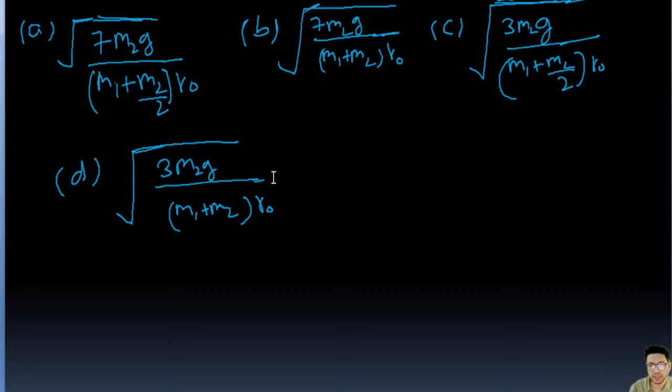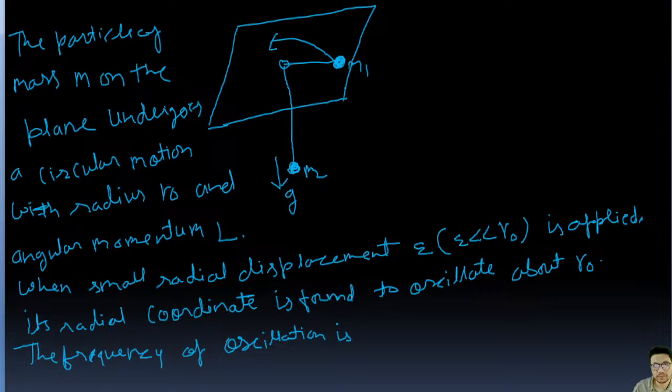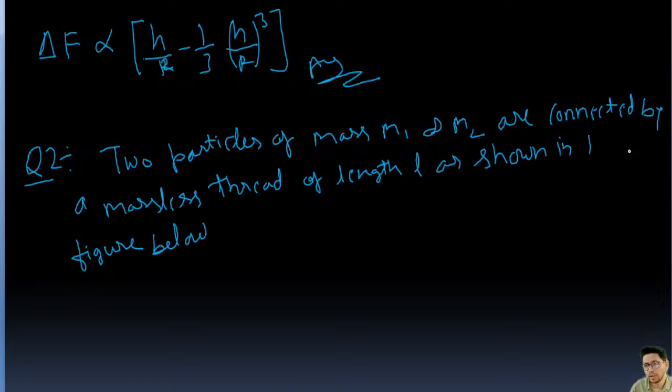Okay, this is the question, guys. A very good question. I will read it for you. Two particles of mass m1 and m2 are connected by a massless thread of length L as shown in the figure below.